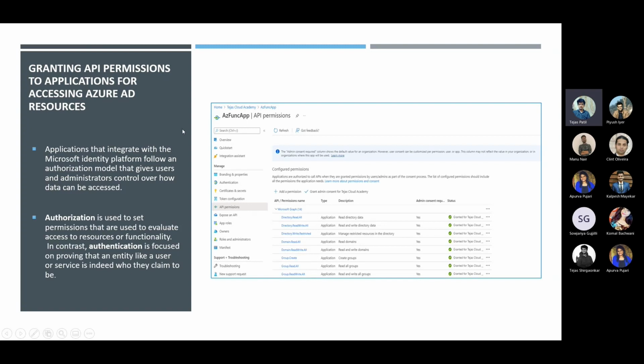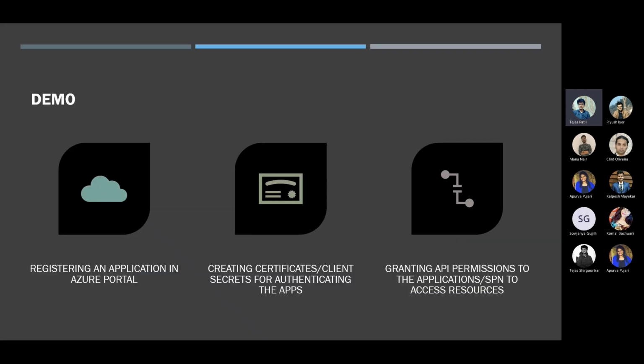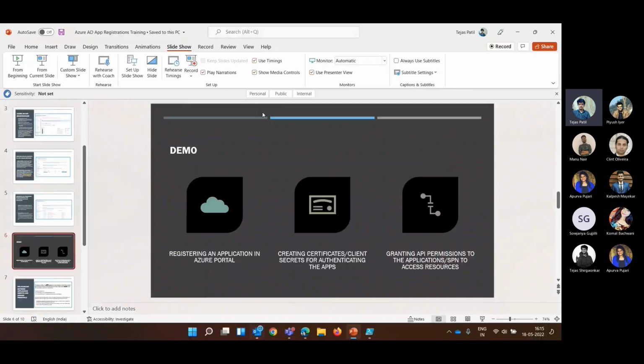So these were the three aspects of app registrations. Now we can go through the portal, and I can quickly show you the Active Directory and app registrations part so that you can understand it better. So, going to the Azure portal.